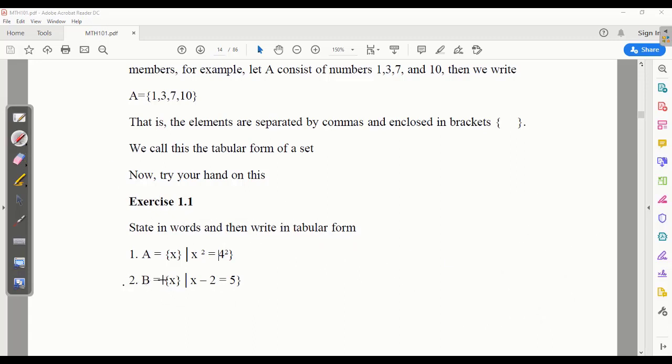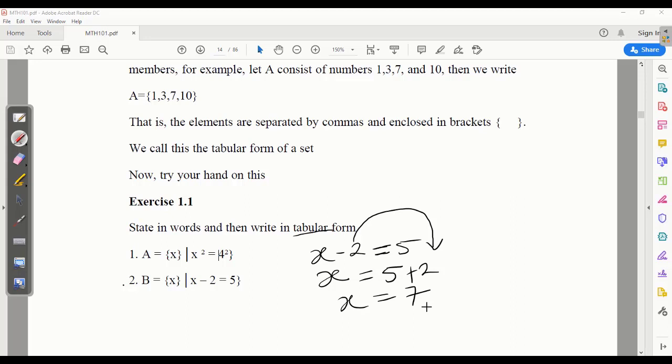It said B is a set of x such that x minus 2 is equal to 5. So write it in the tabular form. So the equation is x minus 2 is equal to 5. Remember, this minus 2 we have to take over to this side. As soon as minus 2 crosses the equal sign, it becomes plus. So we'll say minus 2 over here is plus 2. X is equal to 7. So we can now say B is equal to 7.